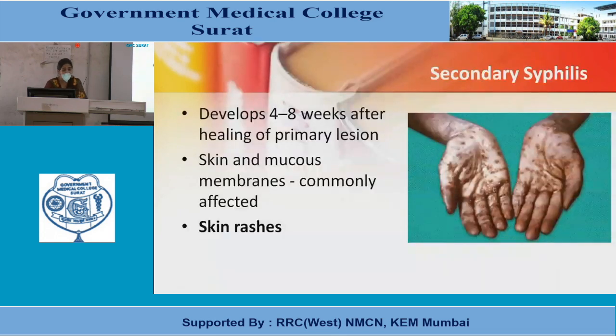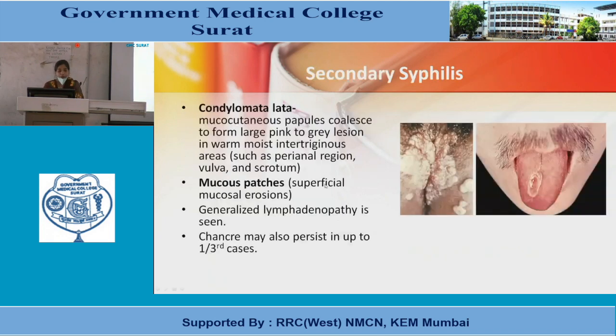Now secondary syphilis. When it is secondary, it develops 4 to 8 weeks after healing of the primary lesions. Infected skin and mucous membranes are commonly affected. So in the skin, they cause condylomata lata. These are mucocutaneous papules that coalesce to form large pink to gray lesions in warm, moist, intertriginous areas such as the perianal region, vulva and scrotum. Over here, this is a picture of condylomata lata.